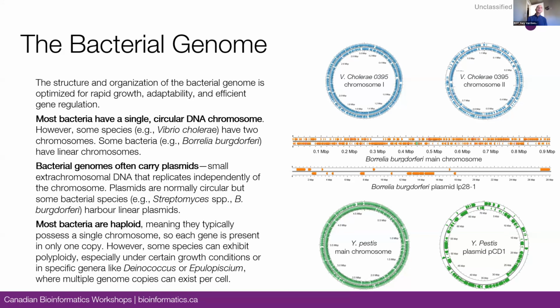This is typically kind of rare, but it does happen on occasion that you have more than one chromosome. Typically what's happening is that a plasmid has become essential and has integrated its replication cycle with the main chromosome's replication cycle.